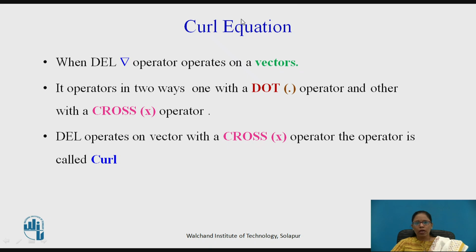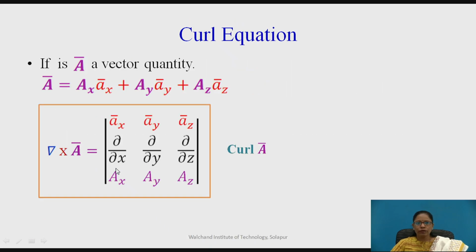Now let us go to the last operation, that is curl. The del operator operates on vectors in two ways, dot and cross, that we know. We have seen that with the dot, it is the divergence. When it operates with a cross, the operator is called a curl. So this curl operation, as it is operating on a vector, let me assume a vector a bar which is ax bar plus ay bar plus az bar.